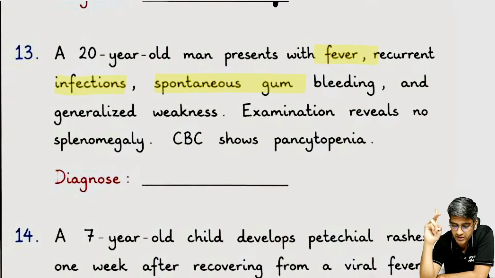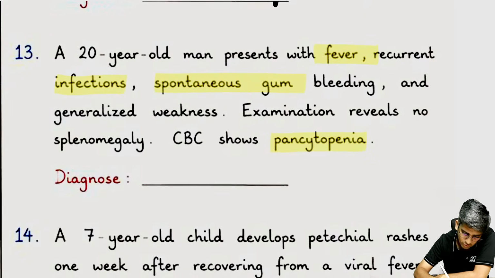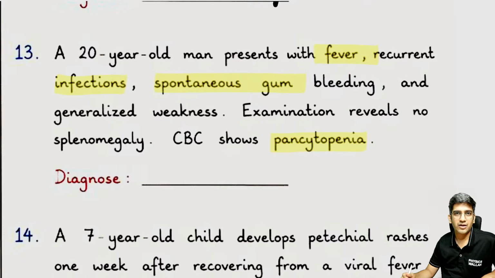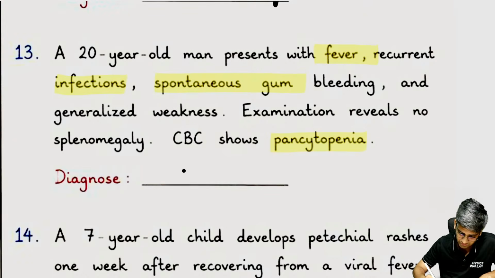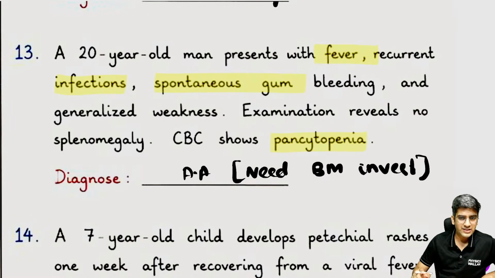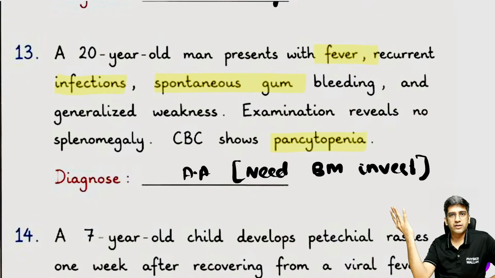Fever, infection, gum bleeding, generalized weakness. Symptoms of pancytopenia. Most likely diagnosis. It's actually incomplete. I would want bone marrow findings before calling it an aplastic anemia. For now, I would stick to aplastic anemia, but need bone marrow investigations. I cannot say it's aplastic anemia just with this. Any pancytopenia will have this finding, right? It's not diagnostic, but any pancytopenia can have this finding.